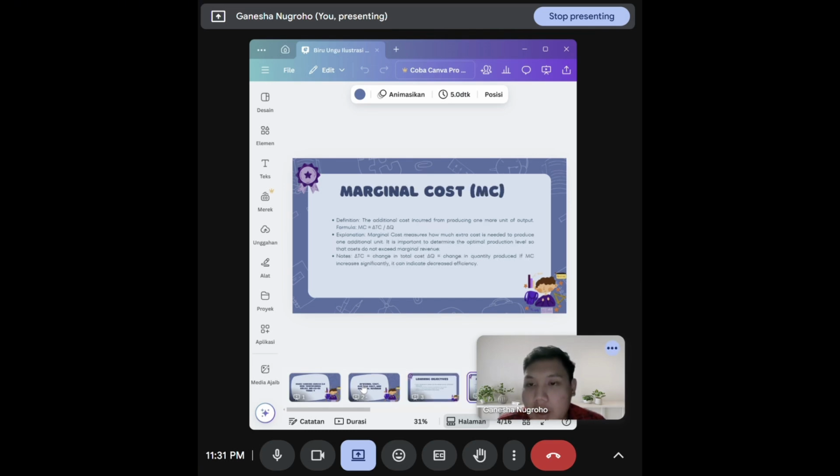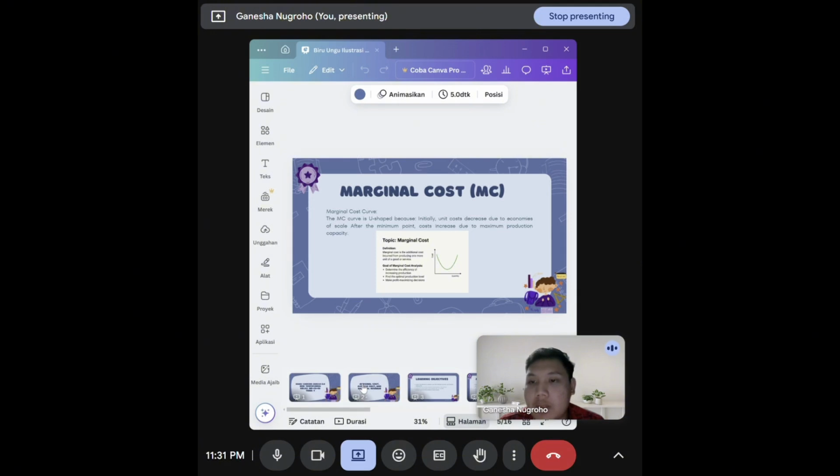Marginal cost, defined as the additional cost incurred from producing one more unit of output. Formula explanation: marginal cost measures how much extra cost is needed to produce an additional unit. It is important for determining the optimal production level where costs do not exceed marginal revenue. Marginal cost equals change in total cost divided by change in quantity produced. If marginal cost increases significantly, it can indicate decreased efficiency.